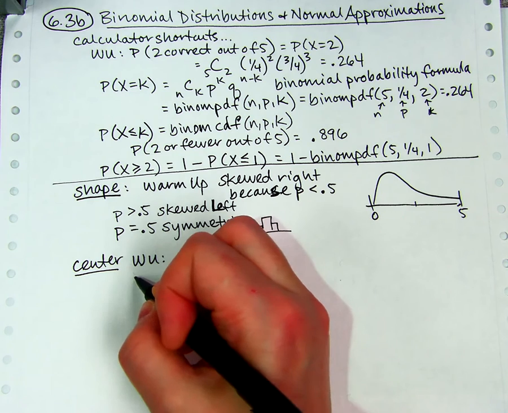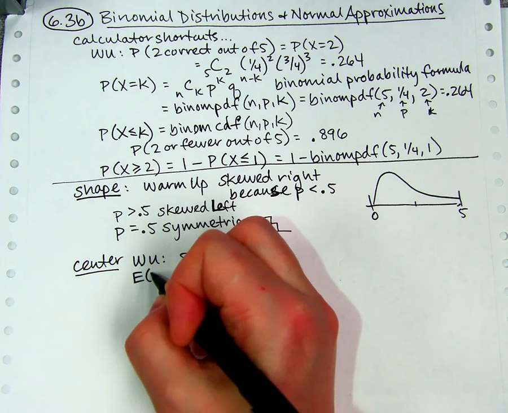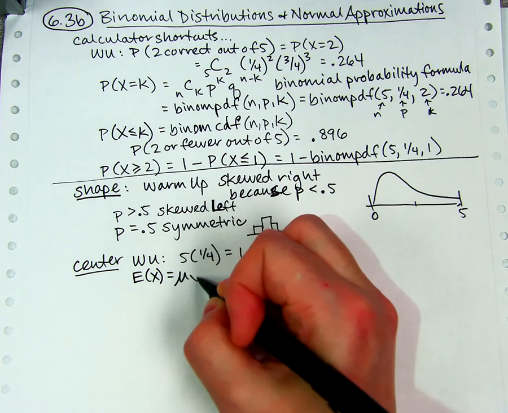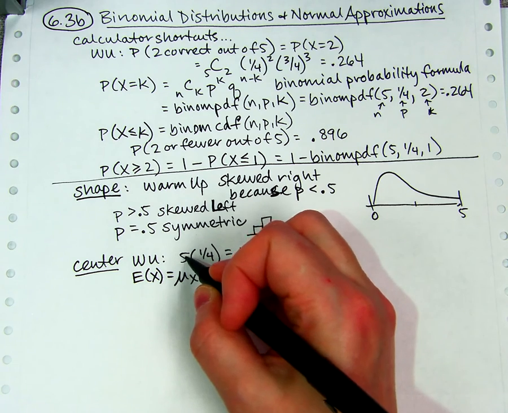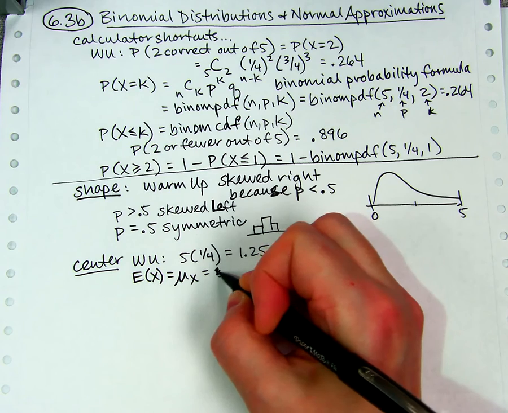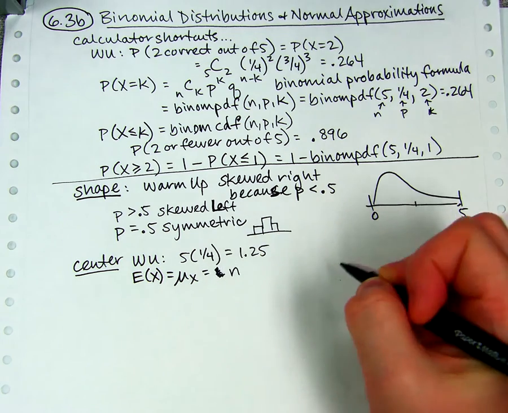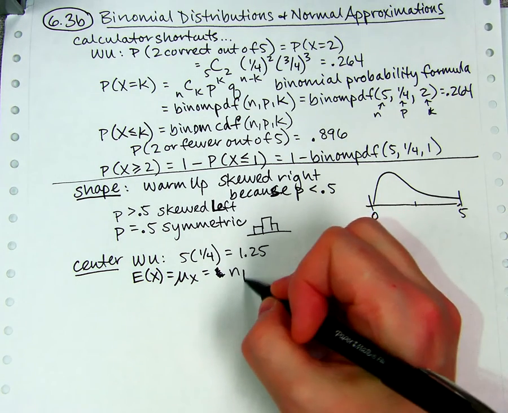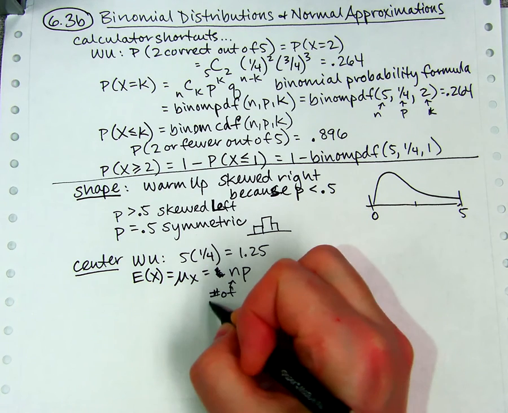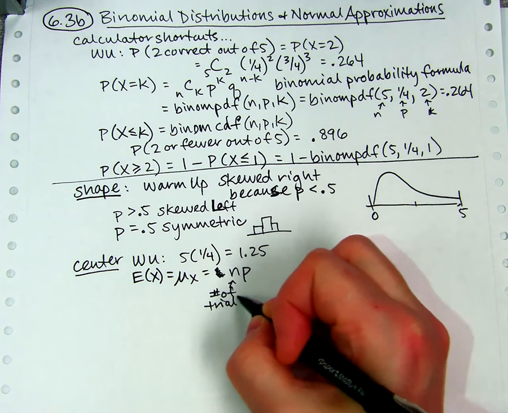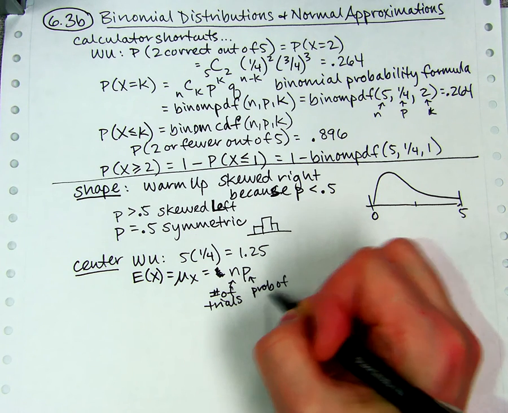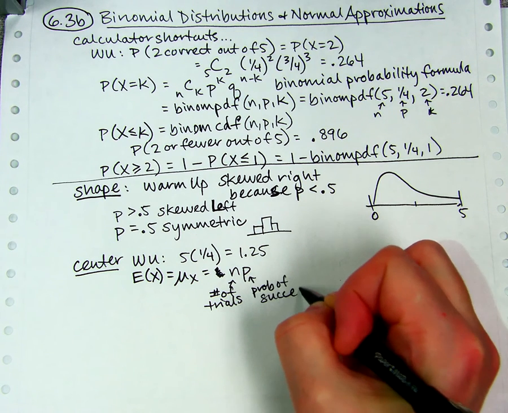And that's the expected value formula for binomial. It's actually one of the easiest formulas in our book because it is n, the number of trials or sample size. Actually, I shouldn't put it as a 5, I should put it as an n. And 1/4 is p, which is the probability of success. So we've got the number of trials, we've got probability of success, and it makes sense to multiply them together.